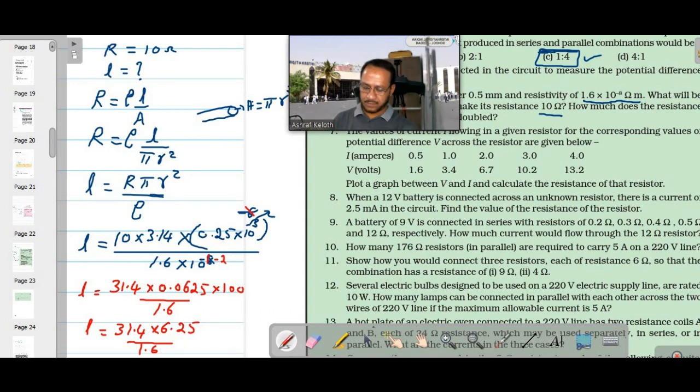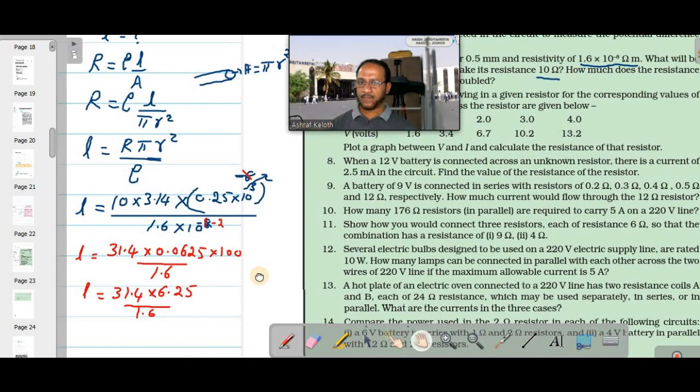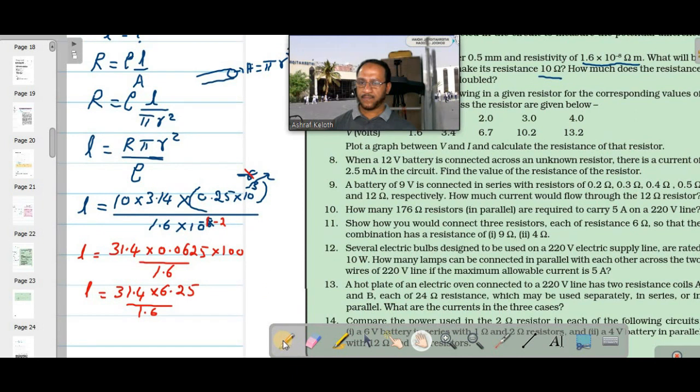This you have to do. Simplify this one. 122.6 meter is the answer. So we got the answer. The length of the wire should be, to get 10 ohm resistance, equal to 122.65 meters. It can be written approximately as 122.7 meters. That is the answer.